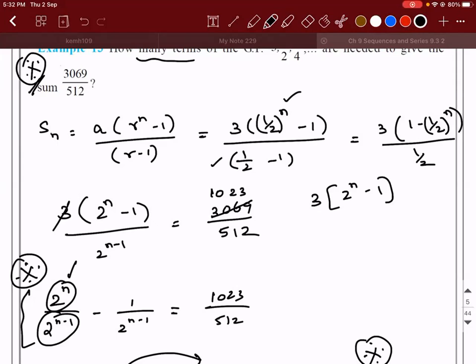Okay, sir. Then 3 into 2 power n minus 1 divided by 2 power n, correct? Divided by half. This 2 will cancel n minus 1 times. That is why I directly wrote it, just like how I did the previous problem. Is it clear?